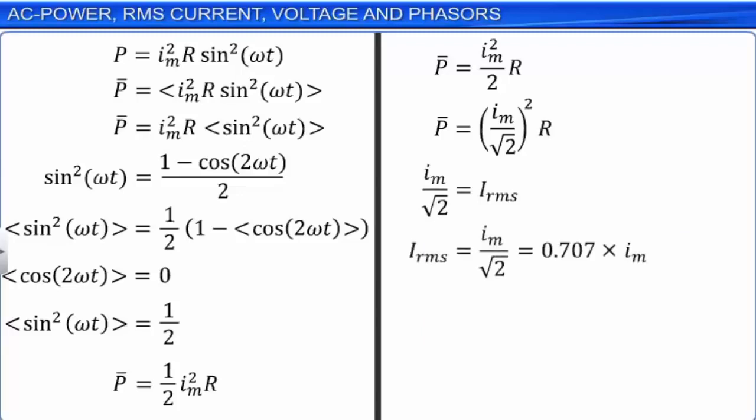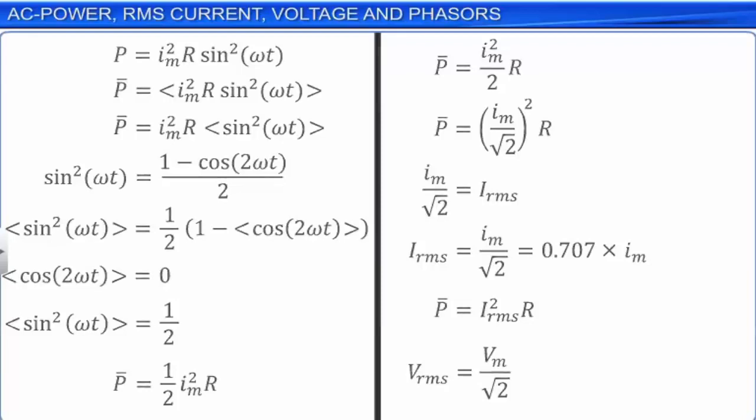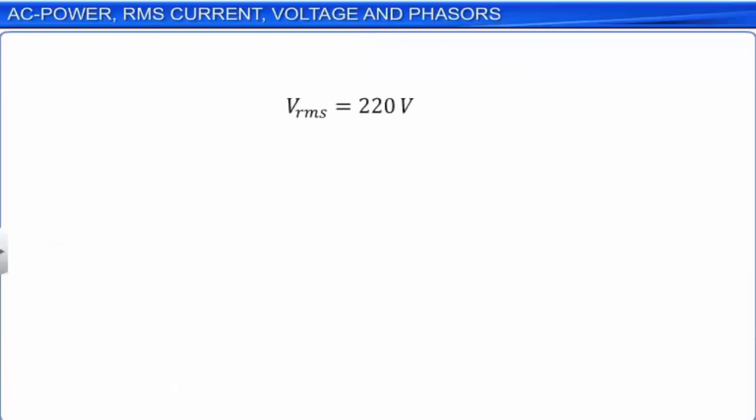For a sinusoidal current, its value is 1 over root 2 times or 0.707 times the amplitude of the AC current, Im. The average power dissipated by any form of AC current in a resistor is IRMS square R. Similarly, we can denote the RMS voltage or effective voltage, VRMS, as Vm by root 2, where Vm is the amplitude of the AC voltage. The value of voltage normally used to describe an AC voltage is an RMS voltage.